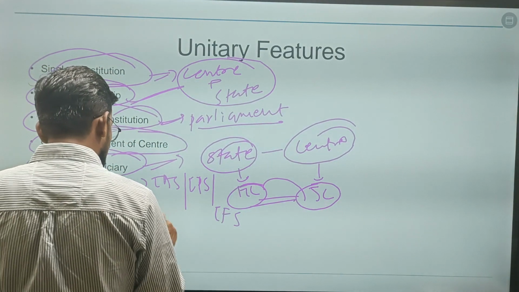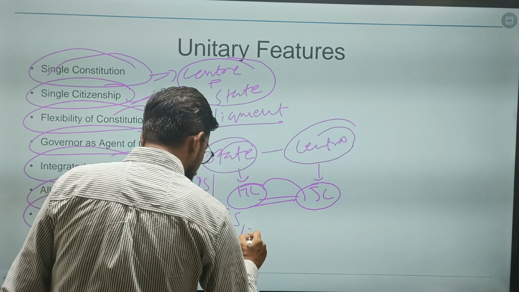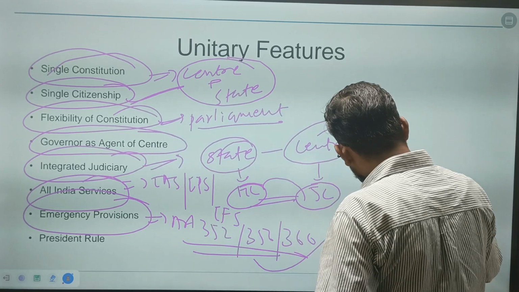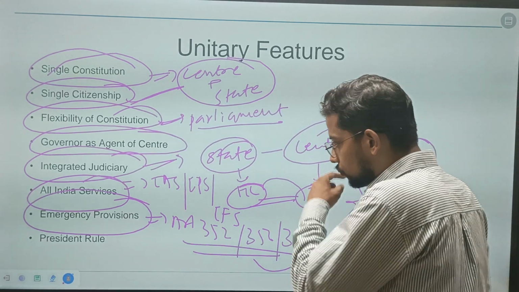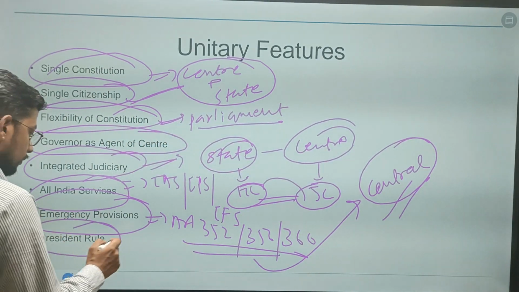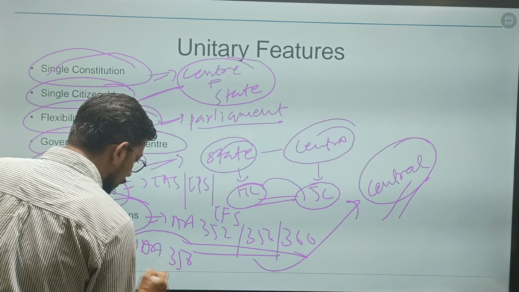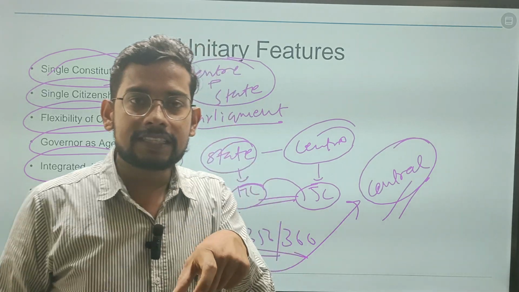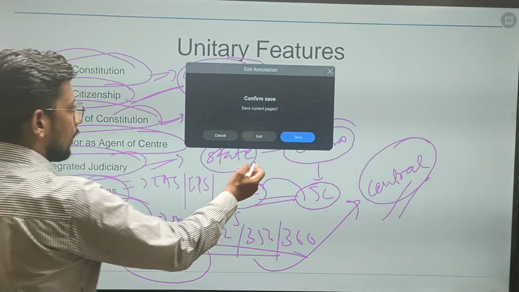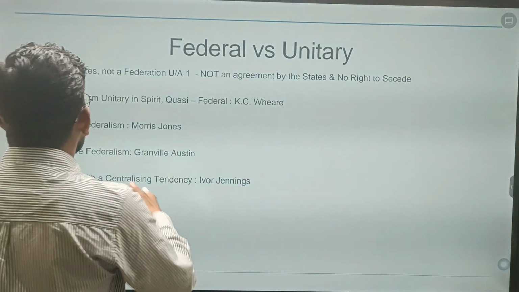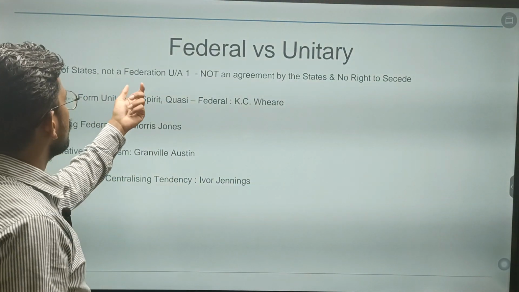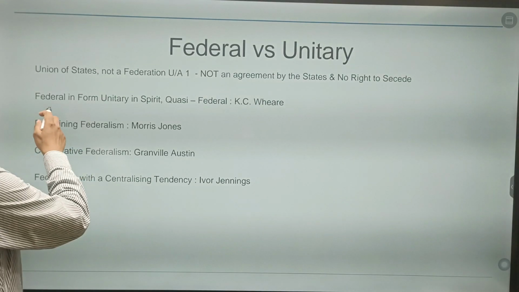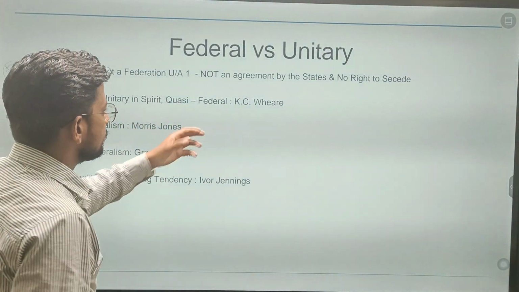Then emergency provisions under Articles 352, 356 and 360. All these emergencies can be implemented by the central government. This also makes our constitution unitary. Then President's rule under Article 356. Only the central government can impose President's rule without consulting the state government. So this also makes our constitution unitary. Let us see another feature of the Indian constitution. This we have already seen: a union of states, not a federation of states. This debate we will discuss in our upcoming chapters. Okay. Then federal in form, unitary in spirit. This has been said by K.C. Wheare.